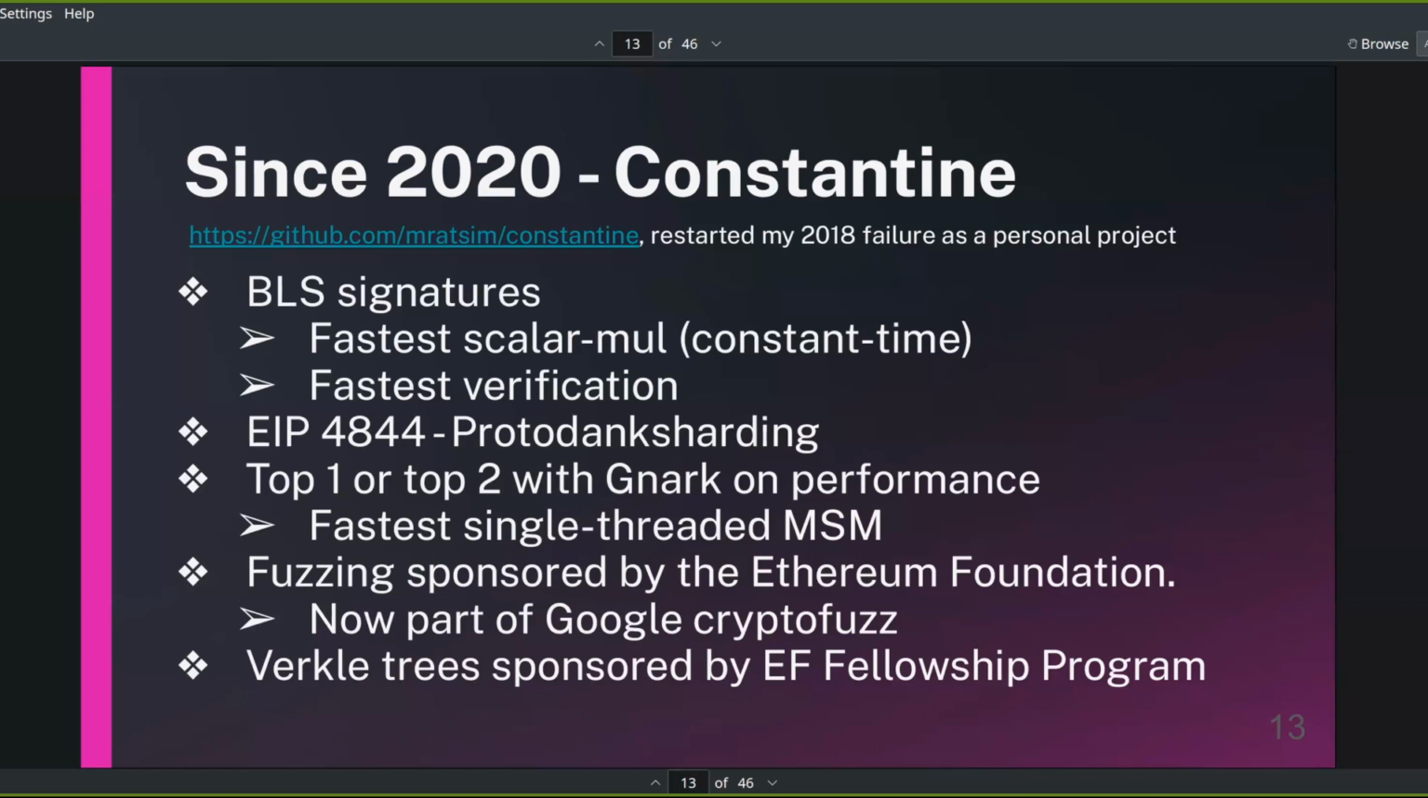It's being fuzzed, sponsored by the Ethereum Foundation, and part of Google Crypto Fuzz, which fuzzes all open source cryptographic libraries. The Ethereum Foundation Fellowship Program is sponsoring Verkle trees to be implemented in Constantine for the L1, the execution layer.